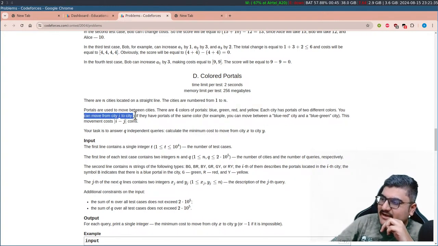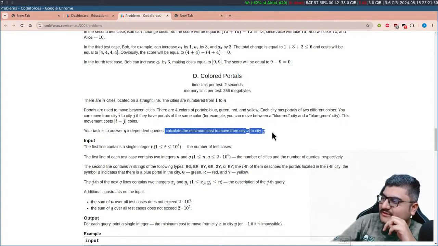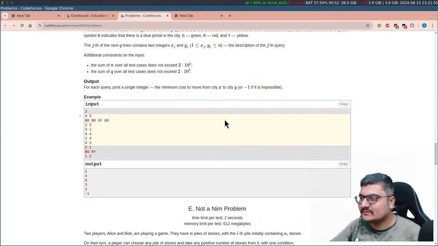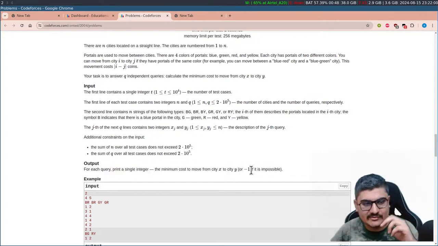You can move from city I to city J if they have portals of the same color. For example, you can move between a blue-red city and a blue-green city. This movement costs |I minus J| coins. Your task is to answer Q independent queries: calculate the minimum cost to move from city X to city Y. It can also be impossible to move from city X to Y. In that case, we should print -1 here.